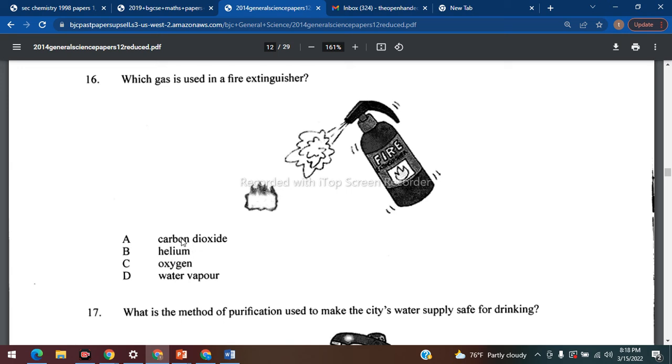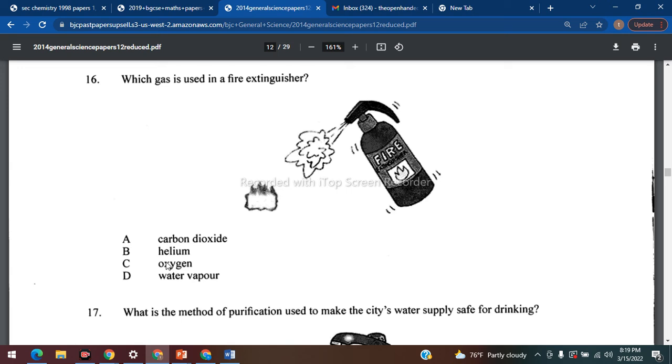Carbon dioxide, because carbon dioxide basically starves the fire. It doesn't cause it to continue. What would be the worst thing to use here? Oxygen. Helium. Worst thing to use. The reason why is because oxygen would actually give life to the fire. Killing the fire. Yeah. Why?